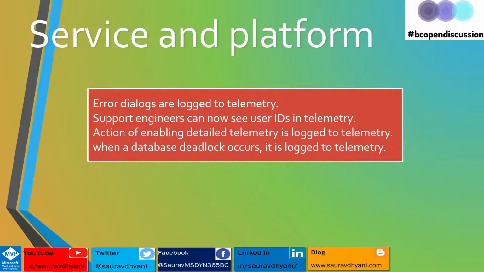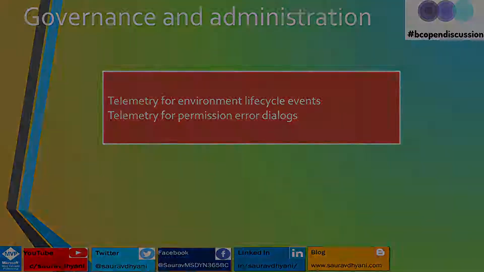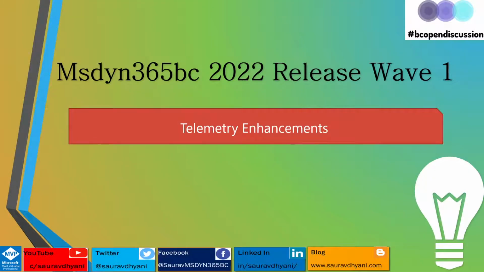So with the last one, the database deadlock situation, that data will now be available in telemetry, and your partner will be able to support you. Or if you are a partner, then you'll be able to support your customers if you have enabled telemetry on the tenant or on that extension that you have. So I hope these telemetry enhancements make sense to you.